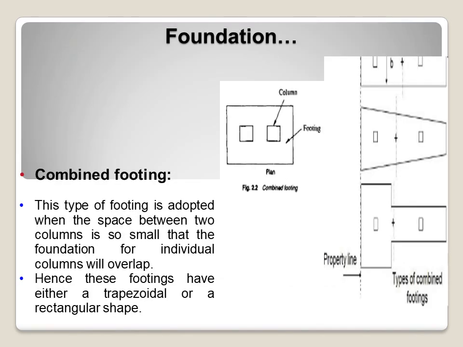This is adopted when the space between 2 columns is so small that the foundations for individual columns will overlap. This is the plan and elevation of combined footings, both rectangular and trapezoidal combined footing.